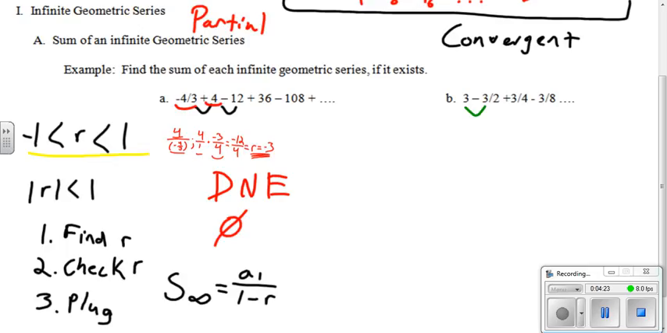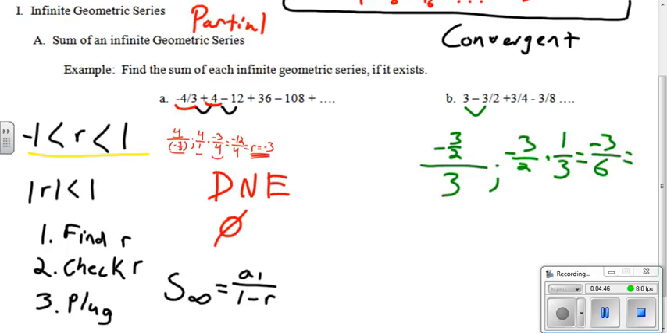So we want that R value, we want the change in between those two. So this time it's -3 over 2 over 3. Same thing, we can just multiply by the reciprocal. -3 over 2 times the reciprocal of 3 would be 1 over 3. So in the end it comes out -3 over 6, which is the same as saying R equals -1/2. Now -1/2 is between our values of -1 and 1. So this one does have a sum.